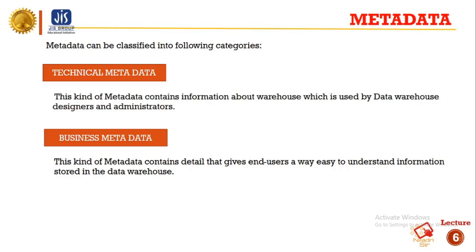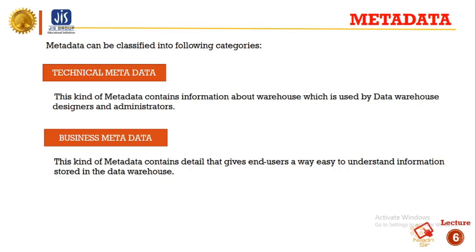Technical metadata is a kind of metadata which contains information about the warehouse which is used by data warehouse designers and administrators. And business metadata is a kind of metadata which contains details that give end users an easy way to understand information stored in the data warehouse.